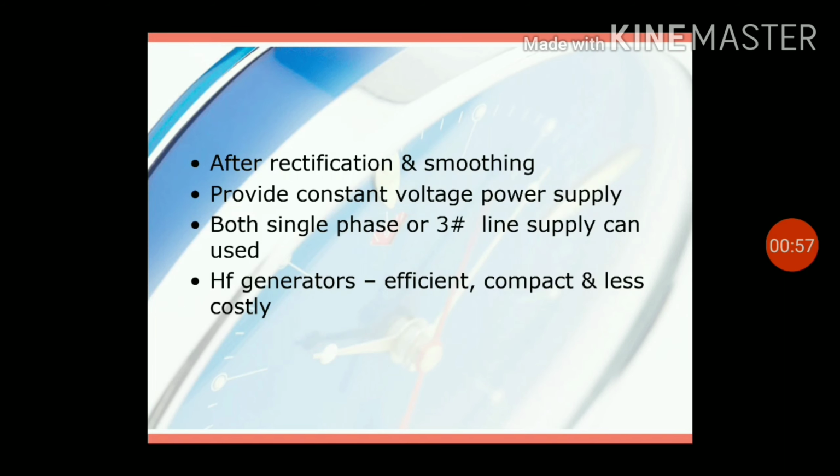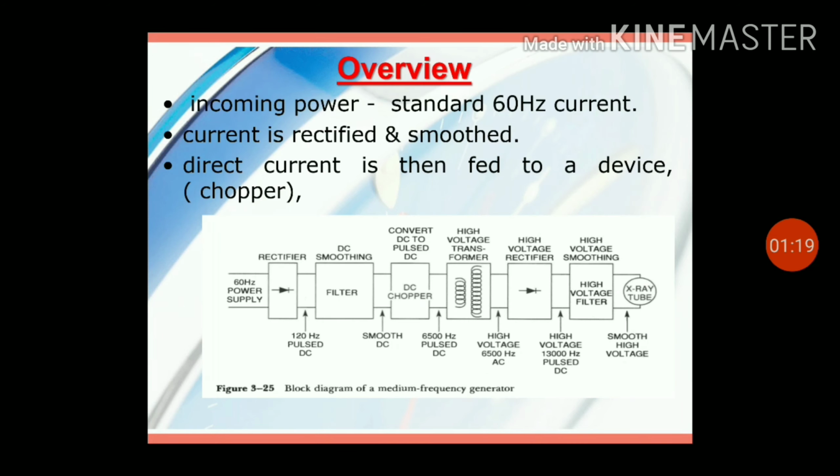After the rectification and smoothing by the filter, it will provide a constant voltage power supply. Both single phase or three phase line supply can be used in a high frequency generator, and high frequency generators are efficient, compact in size and less costly. So to see the overview, we will see the overview.